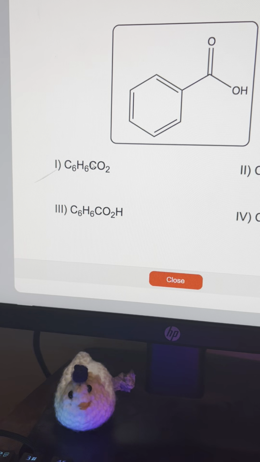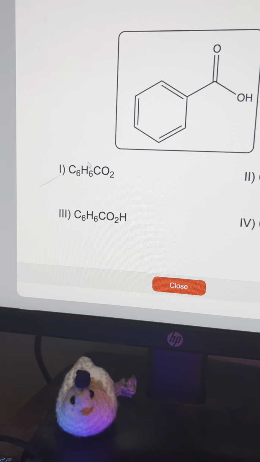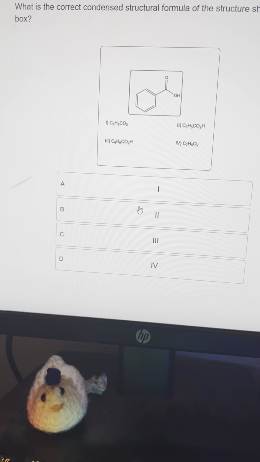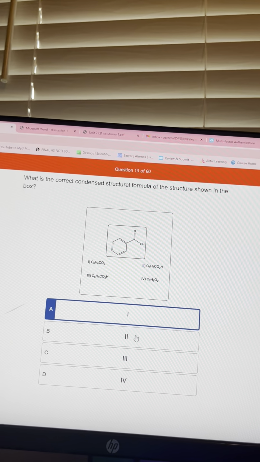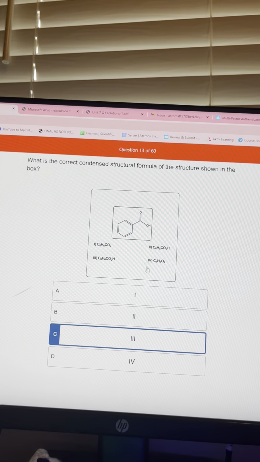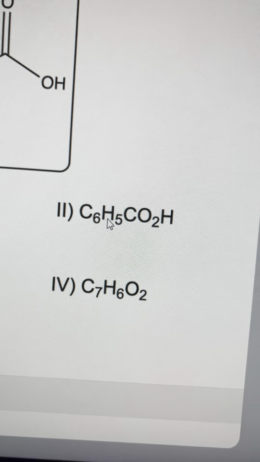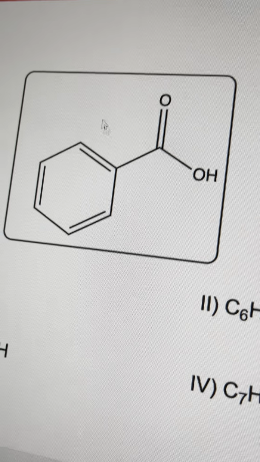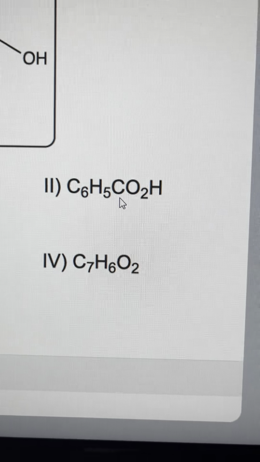So since we need 6, it can't be this one because there's 7 hydrogens. We already crossed these out. So it has to be this one, it has to be 1. Whoops, I lied. Wait, it's 2. Oh, I know, it has to be 3. It's 3 because we're removing the H from that, and then it becomes C6H5, and then that H is being brought to the back.